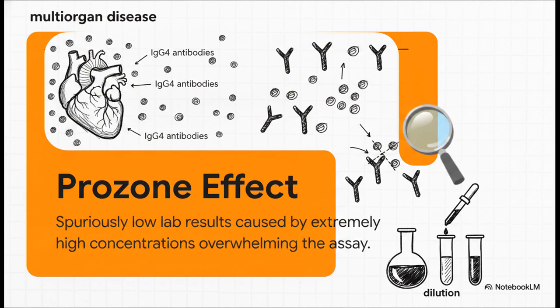Standard nephelometry assays rely on a very specific ratio of antigen to antibody to form complexes that the machine can actually read. But when a patient's serum IgG4 levels are incredibly high, we're talking maybe 30 to 40 times the upper limit of normal, there are so many antibodies that they actually prevent those complexes from forming in the first place. This completely overwhelms the assay, giving you a spuriously low or falsely normal result.